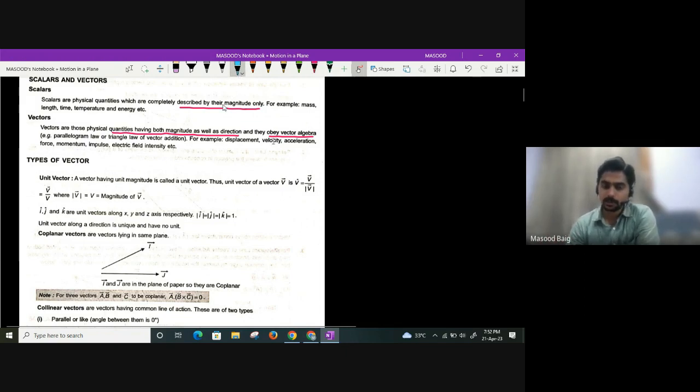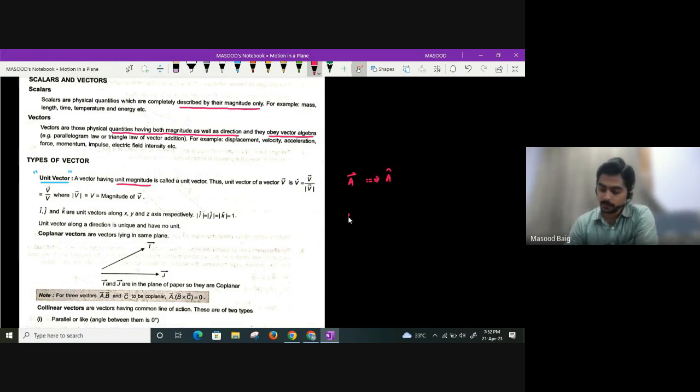Now, what are the different types of vectors? The first vector is a unit vector. Unit means one, guys. That particular vector whose magnitude is one will be called a unit vector. Suppose a bar is a vector, what will its corresponding unit vector be? A cap will be its unit vector.